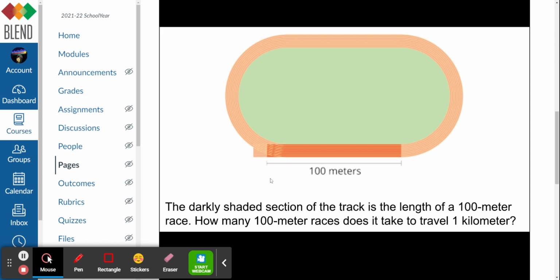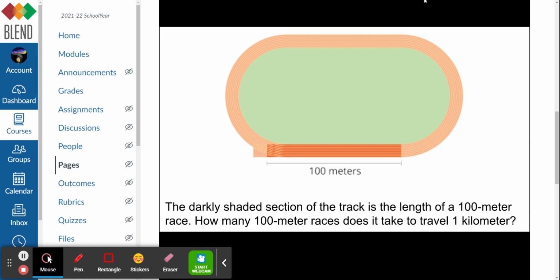All right, so for instance, 100 meters is like a big high school track or something like that. On our track, our straightaway is probably not 100 meters, but it's probably pretty close. So we could measure the length of the track using meters because it's longer, but it's not so long that we would use kilometers yet. So the darkly shaded section of the track is the length of a 100-meter race. How many 100-meter races does it take to travel 1 kilometer?